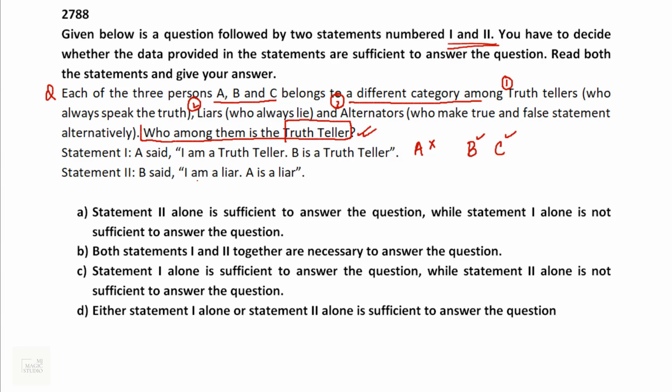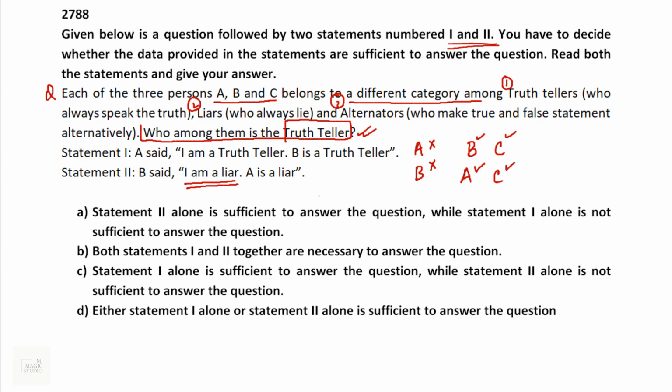If B is a truth teller, then he can never say, I am a liar. Isn't it? Because if B is a truth teller, both the statements should be correct. He can't say, I am a liar. That means statement 2 says that B is not a truth teller. Now we have confusion among them, who would be the truth teller?